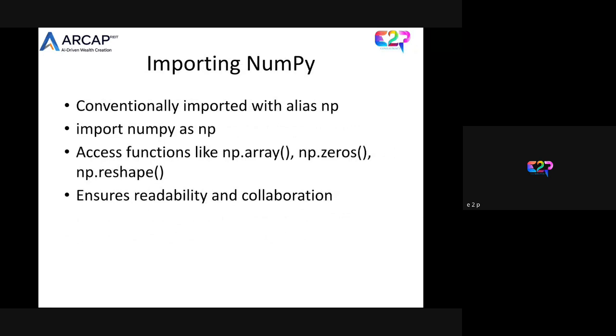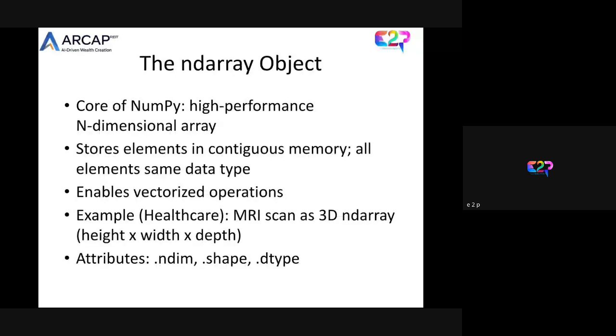So first of all, we'll import the alias NP using import numpy as np, and we can access the functions like np.array, np.zeros, np.reshape, and all. So we are discussing the ndarray object, which is the core of NumPy, a very high performance n-dimensional array. When you talk about NumPy, we should remember ndarray.